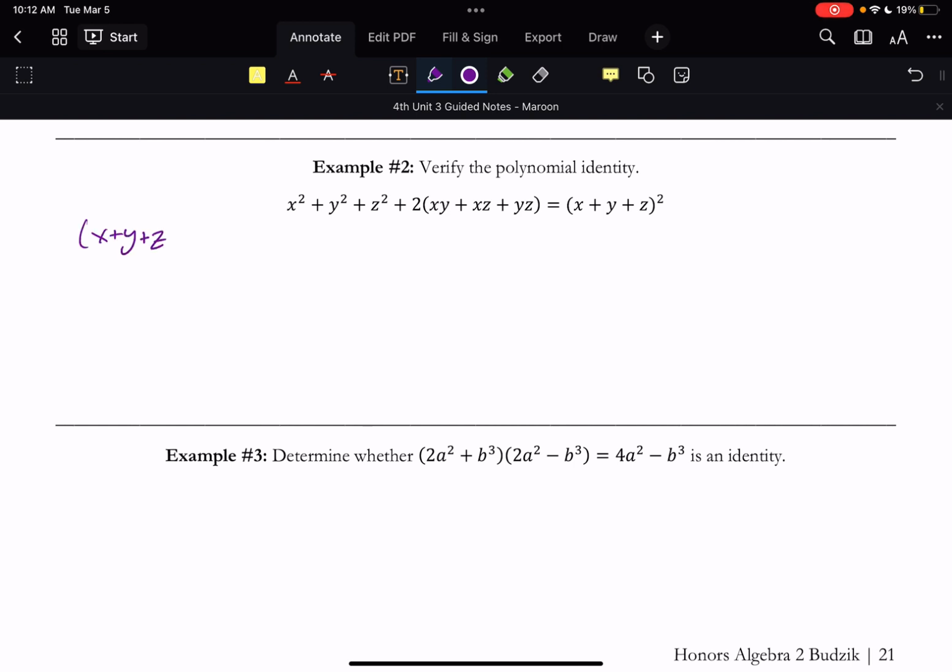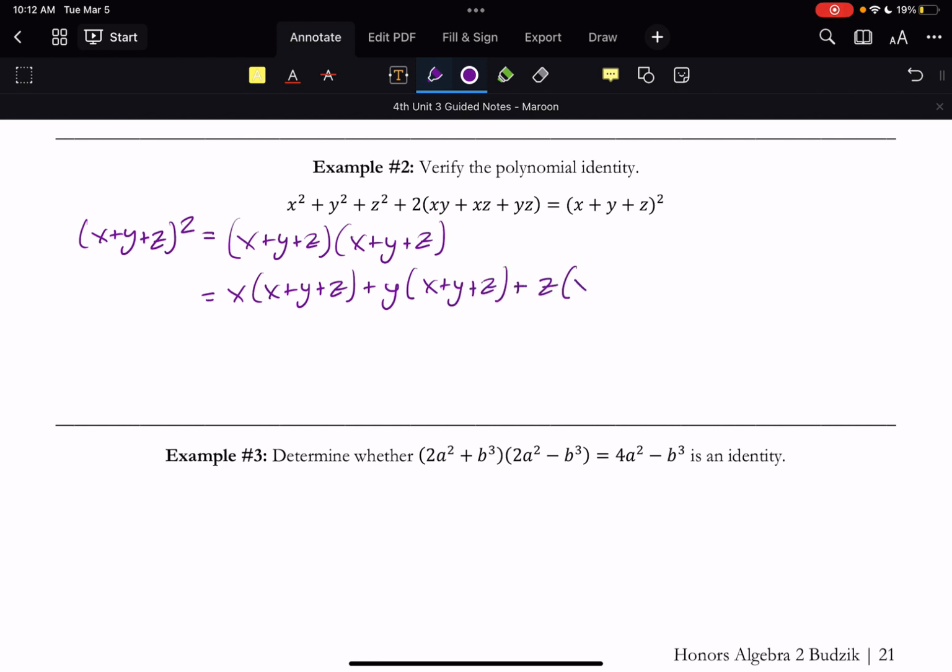So I can remember that (x plus y plus z) squared is really equal to (x plus y plus z) times (x plus y plus z). Okay, and now this is a trinomial times a trinomial, so I can distribute one trinomial to the other. So I have x times (x plus y plus z) plus y times (x plus y plus z) plus z times (x plus y plus z). And now I'm going to distribute all that out.